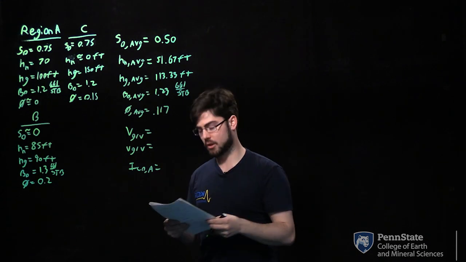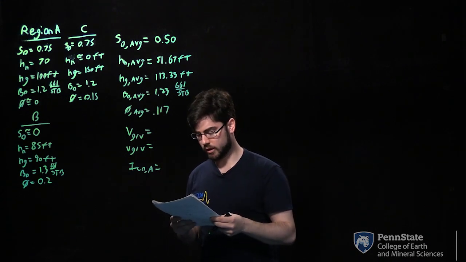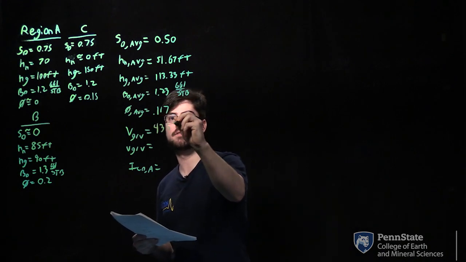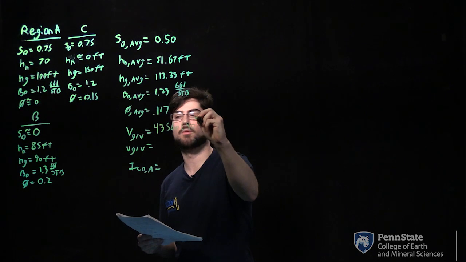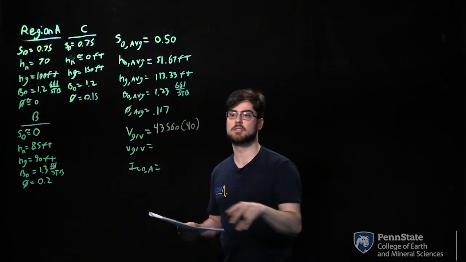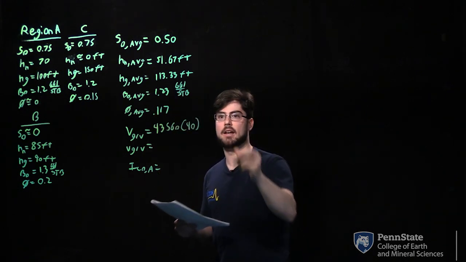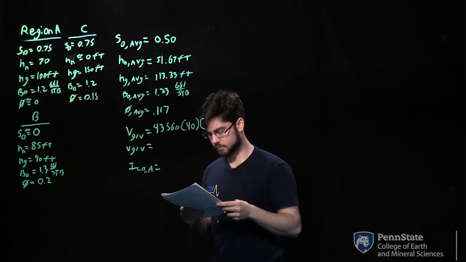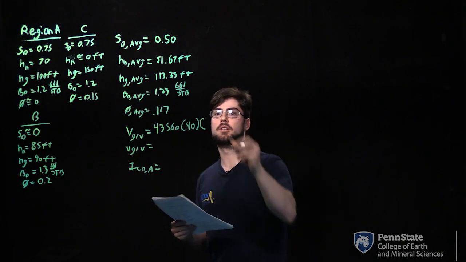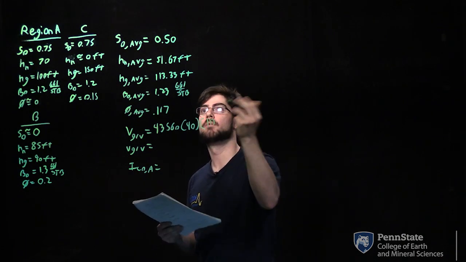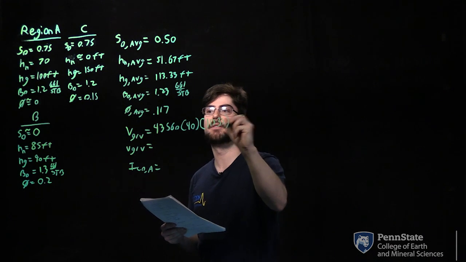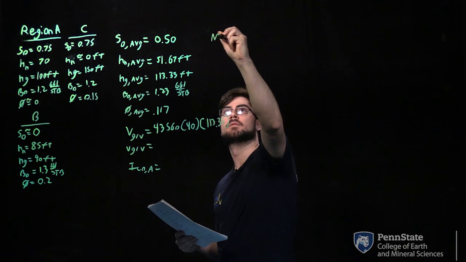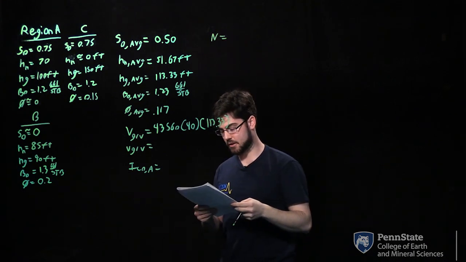So first, we can use the VGRV, which is going to be somewhat similar to the last case. So we're going to have the unit conversion again of 43,560 times our area, which is 40 acres. Our area is staying the same for this case, still 40 acres. And then our gross pay zone, our average gross pay zone, is 113.33 feet. And so then when we solve for N, just like before, we're going to use the average properties again.